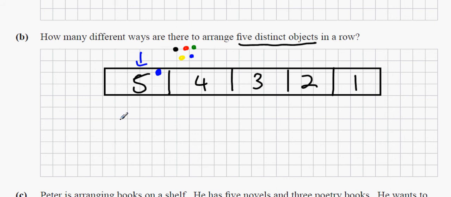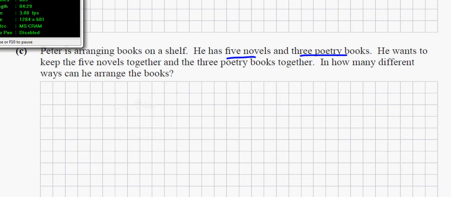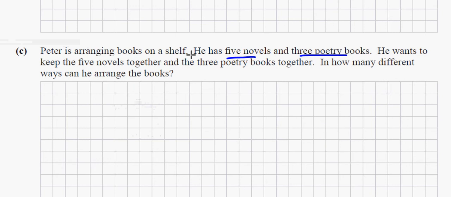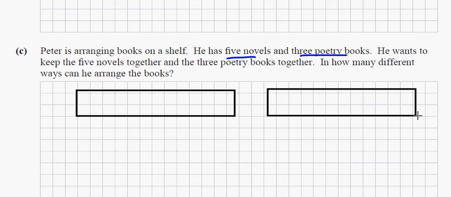Okay, next question. Peter is arranging books on a shelf. He has 5 novels and 3 poetry books. He wants to keep the 5 novels together and the 3 poetry books together. In how many different ways can he arrange the books? Imagine 2 sections: the first section contains the novels, and the second section contains the poetry books.